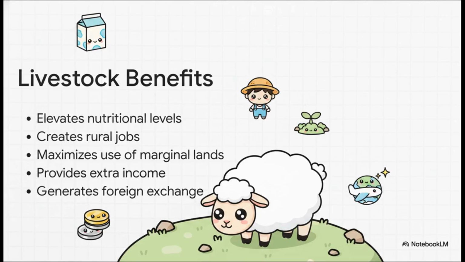It's a win-win. But the point I really want you to underline for your exam is this one right here. Livestock farming maximizes the use of marginal lands, or bare lands. These are areas with really poor soil where you simply couldn't grow crops like wheat or tea, but they are perfectly fine for grazing animals. It is just a brilliant way to make every single inch of land productive. Generating foreign exchange is just the cherry on top.